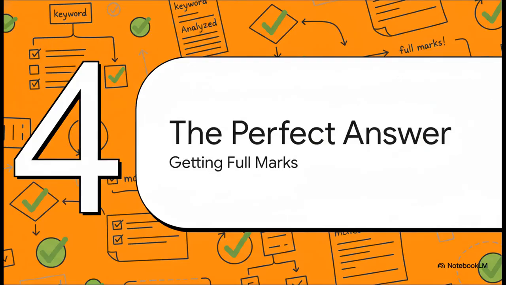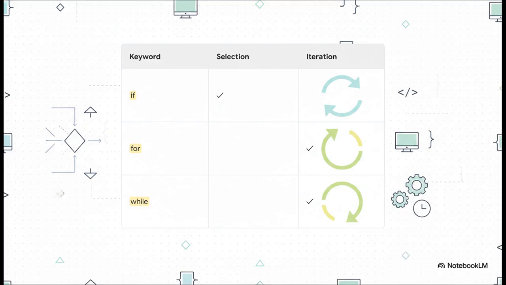Okay, so we've cracked the case for each keyword and we know where the ticks go. Let's put it all together now and see what that perfect full marks answer looks like. And there it is. That's the finished product. Exactly what the examiner is looking for. If is selection, for and while are iteration. Take a mental screenshot of this, because that right there is 3 guaranteed marks in your pocket.